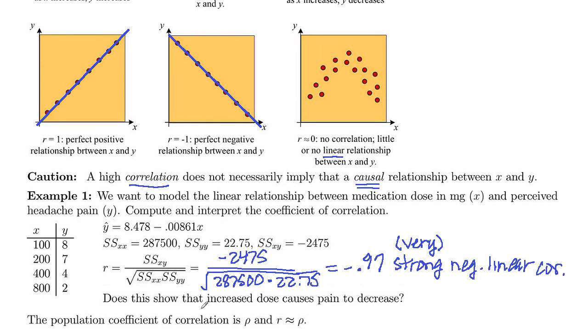Does this show that increased dose causes pain to decrease? No, it doesn't. It shows association. Now, it may well be that there is a cause and effect relationship, but the correlation coefficient does not show that. Just to note here, the population coefficient of correlation, the symbol for that is rho. So the r that we figured is the point estimate for rho.